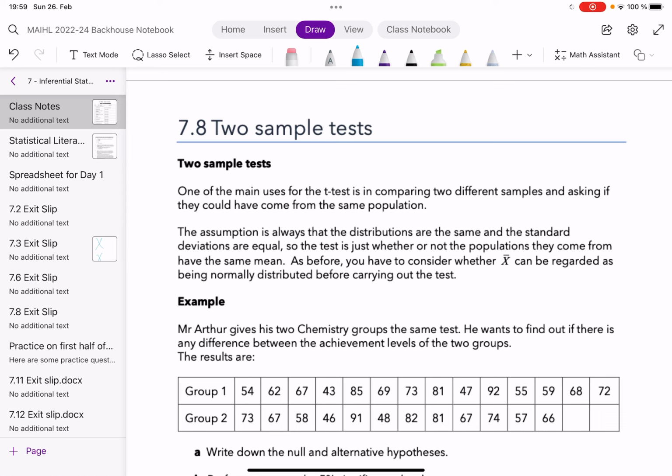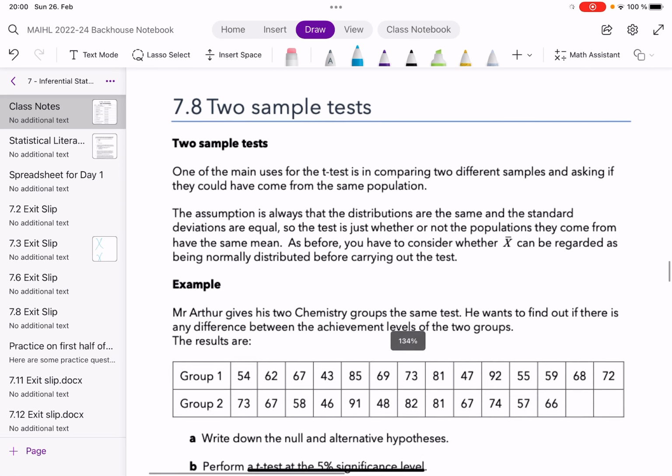Today we're going to look at two types of two-sample tests that we can do. They're quite different. We'll look at when we choose each one, and we'll look at how we treat them differently.